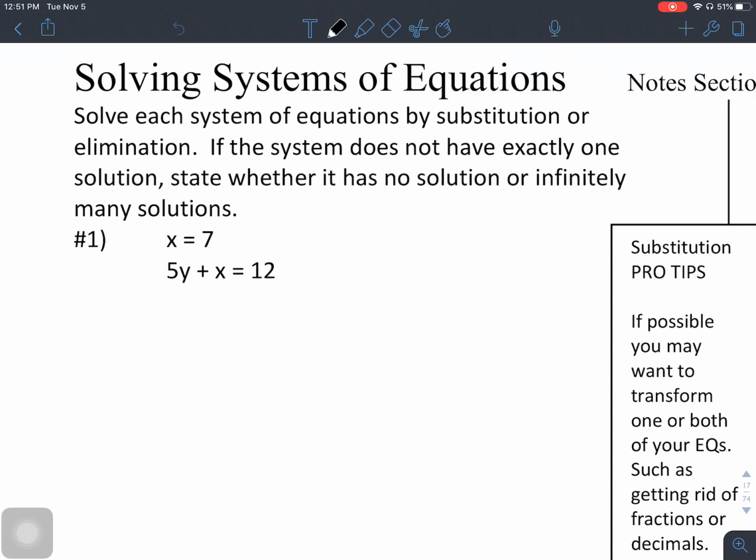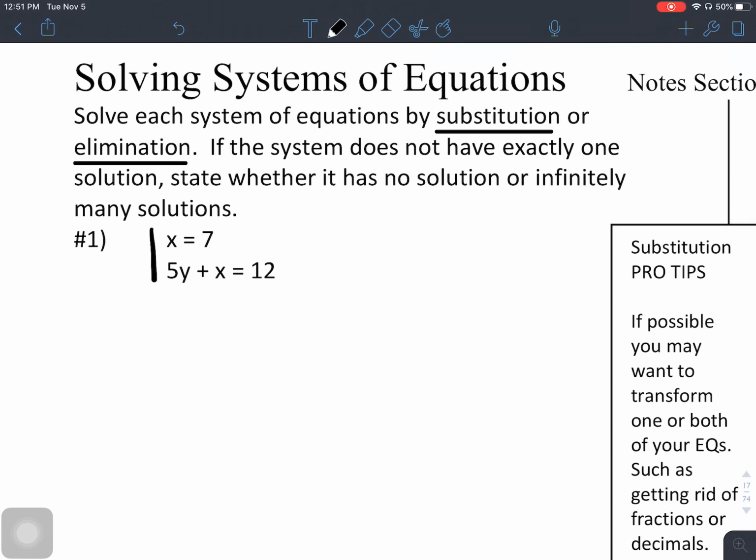Solving systems of equations. Solve each system of equations by substitution or by elimination. If the system does not have exactly one solution, state whether it has no solution or infinitely many solutions. Well, to determine if we're going to use substitution or elimination, and keep in mind you could use either one at any time.